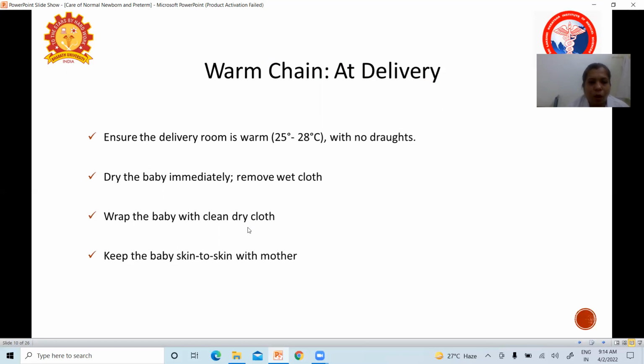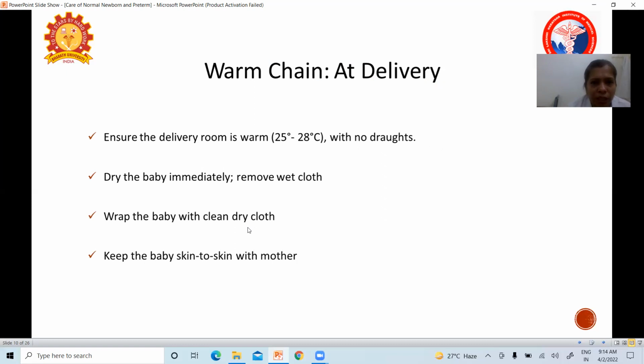The preferable option is to keep the baby skin to skin with the mother. If the mother has delivered by normal vaginal delivery, we can keep the baby on the mother's abdomen. If the baby is born by LSCS, we can keep the baby on the mother's chest immediately after receiving the baby and removing the wet linens. This is the best way to provide warmth to a baby.